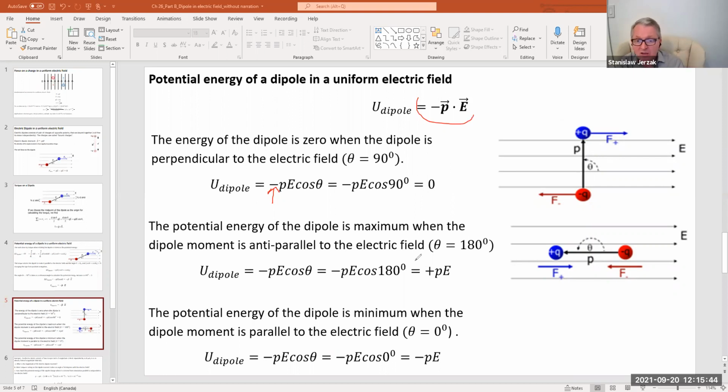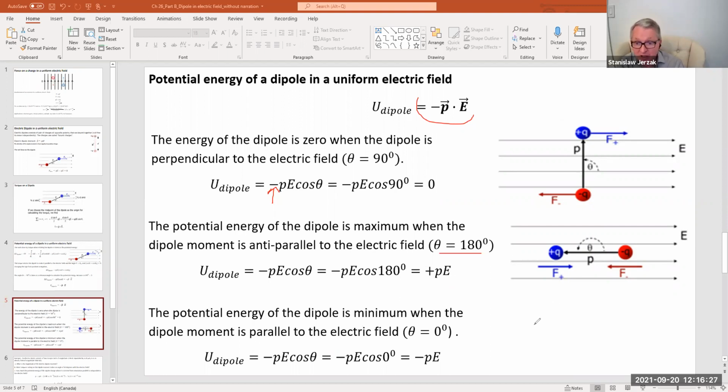Now, what about when the dipole is anti-parallel to the electric field? Anti-parallel means that the angle theta is 180 degrees. Then this expression will give me negative PE cosine of 180. Cosine of 180 is negative 1, and this negative gives me plus. So the energy of the dipole when it is anti-parallel will be plus P times E. And I now realize I was making a mistake in some of my previous explanations. So that will be the dipole energy.